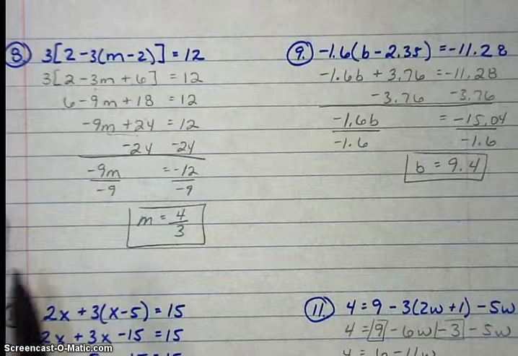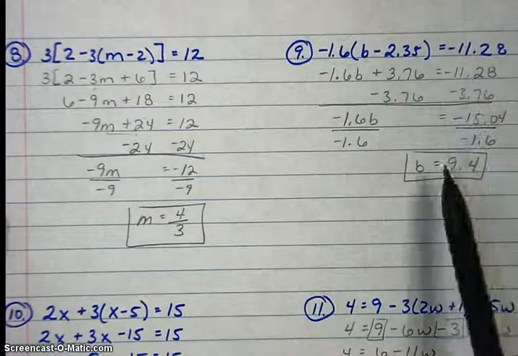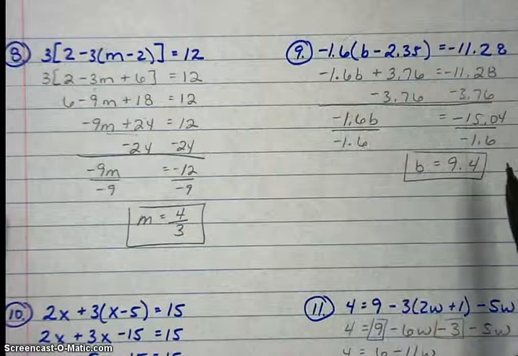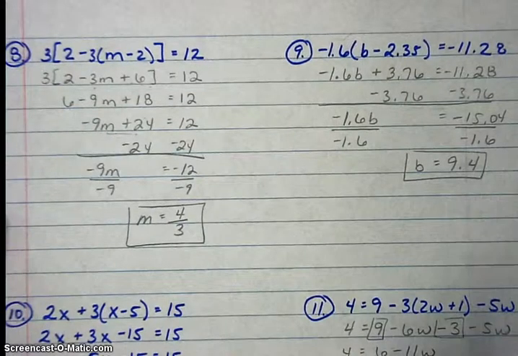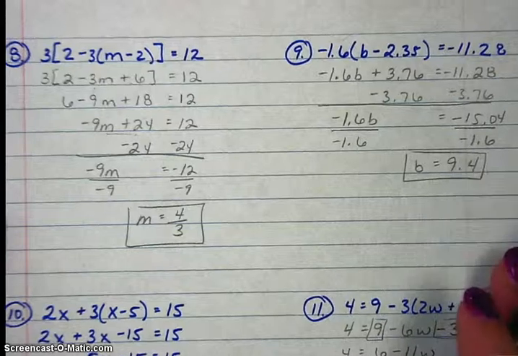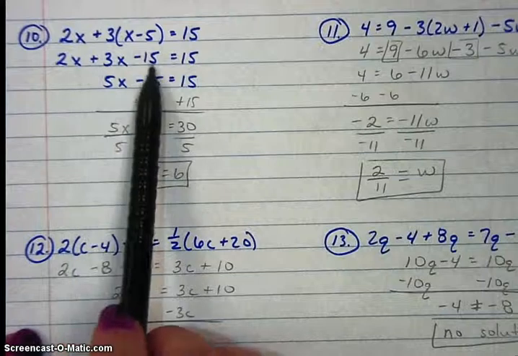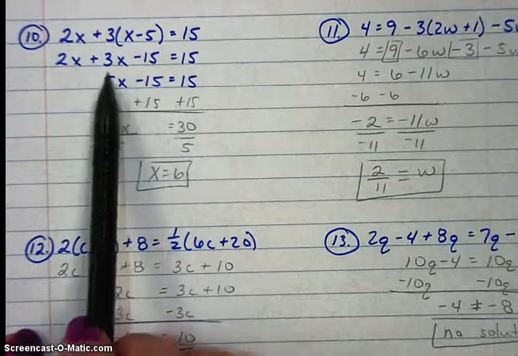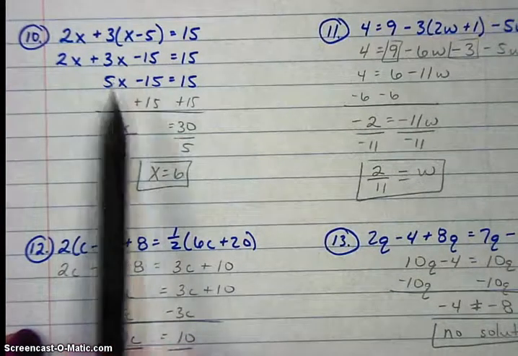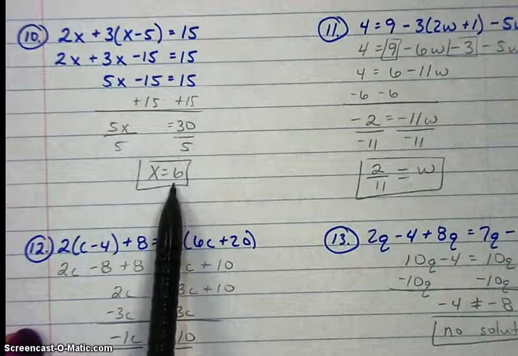On number 9, I distributed first, subtracted 3.76, and then divided by negative 1.6. Be very careful with fractions, with decimals. It's easy to do something silly, so make sure you're careful with the decimal points. Number 10, first thing I did was distribute 3x minus 15. Combine like terms on the same side you add them. Add 15 to both sides, then divide each side by 5.